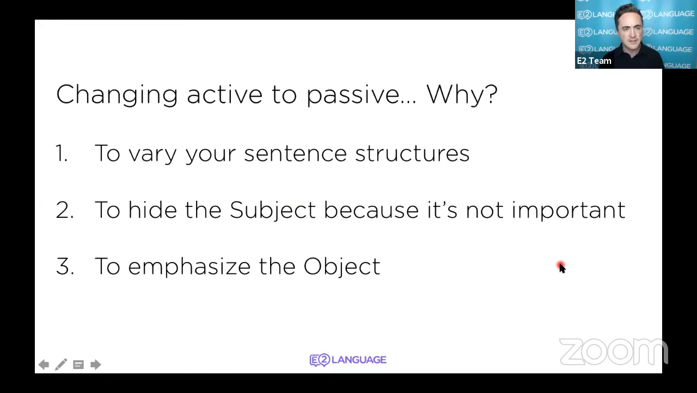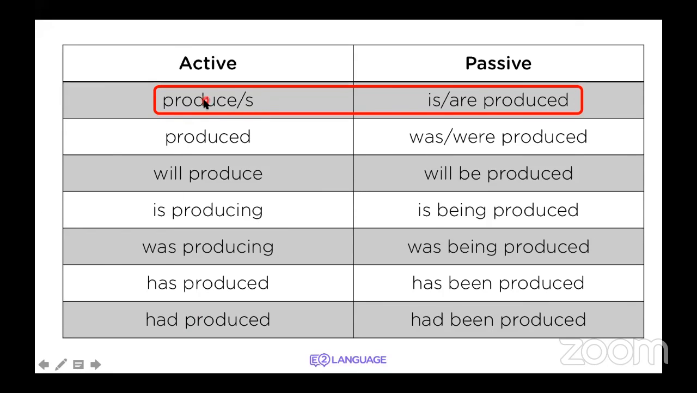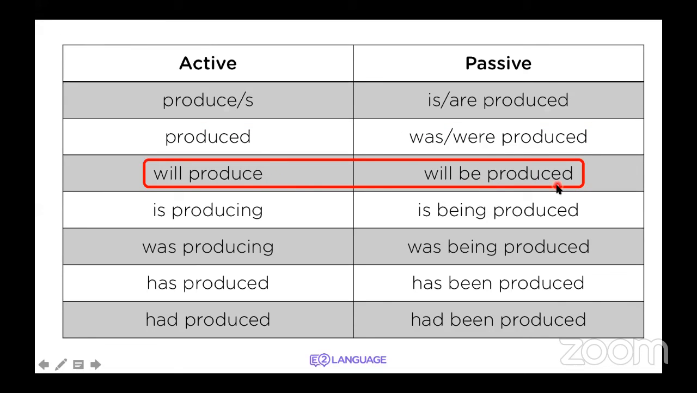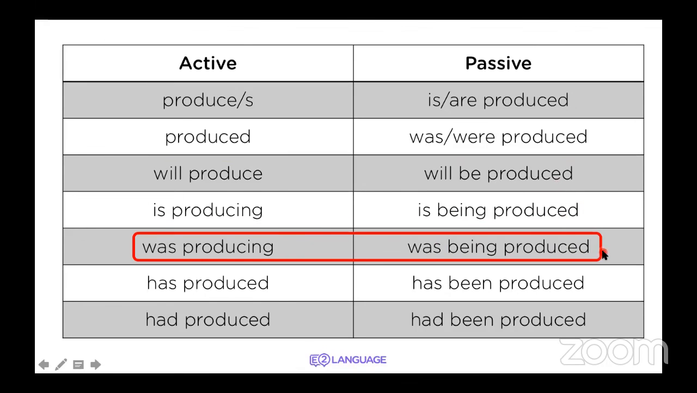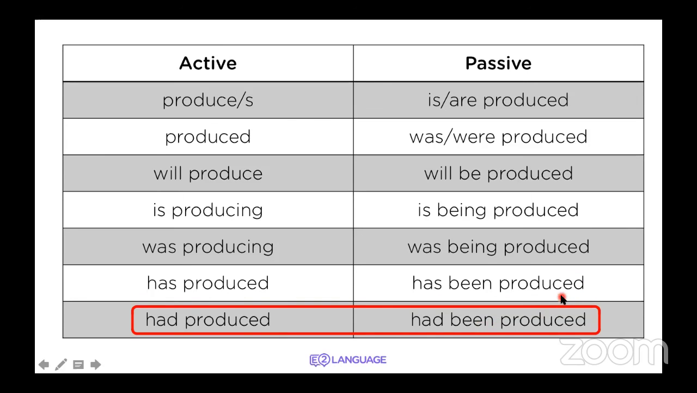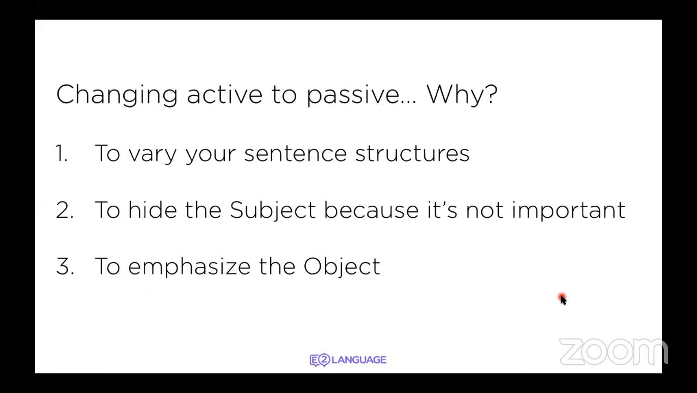Recap. So what do I want to show you first before we do this. So produce in that active sentence becomes is produced or are produced. Produced becomes was produced or were produced, depending on how many the subject there are. Will produce, will be produced. Is producing, is being produced. Was producing, was being produced. Has produced, has been produced. Had produced, had been produced. They are the different active and passive verbs.